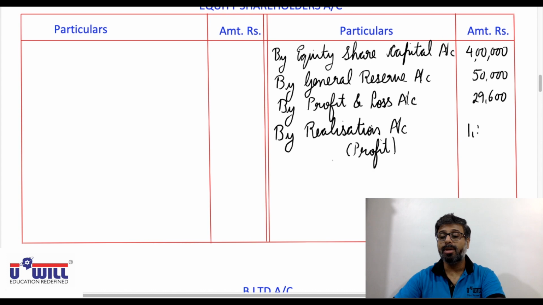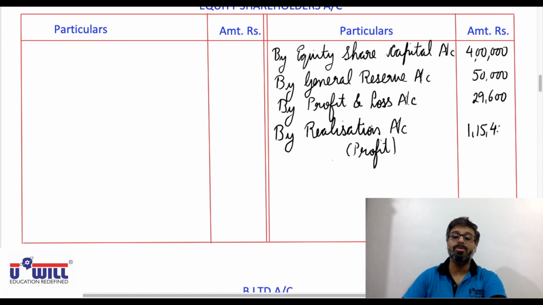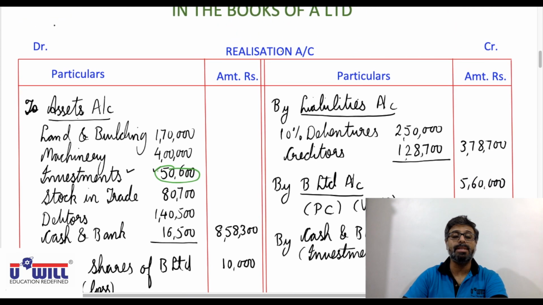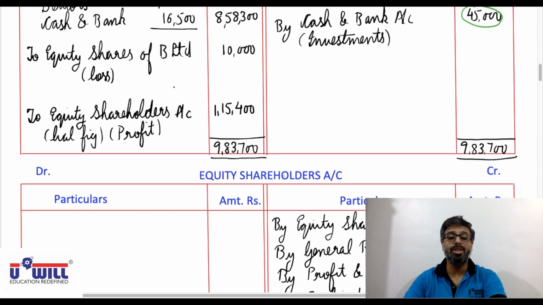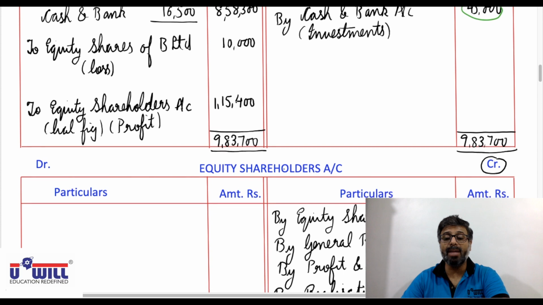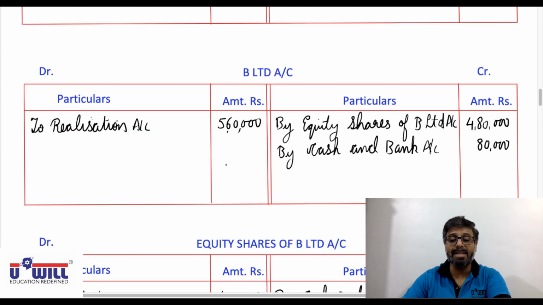1,15,400. Now, if at all journal entry is to be passed, what did I tell you? Realization is on debit side, so realization account debit, and to equity shareholders account, it is on credit side. So realization account debit, to equity shareholders account 1,15,400 if at all the journal entry is asked. Now, whatever accounts remain, balancing figure of all other accounts will be transferred to equity shareholders account.